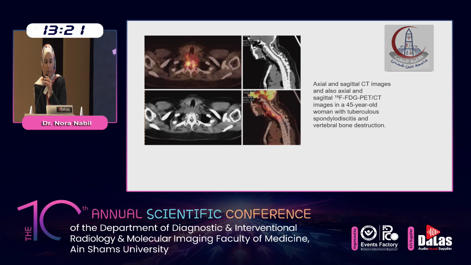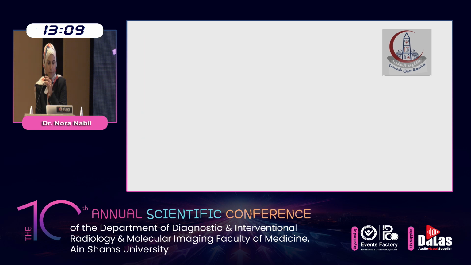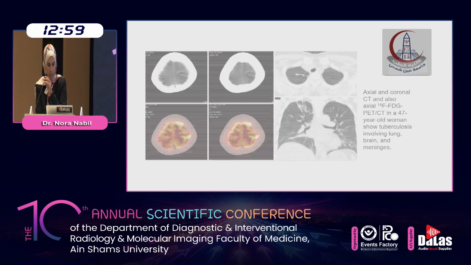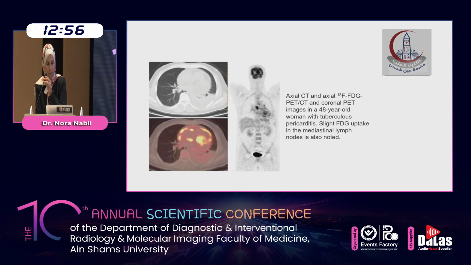Axial and sagittal images, and axial PET-CT, in a 45-year-old woman with tuberculous spondylodiscitis associated with vertebral bone destruction. Another example of TB in a 47-year-old woman showing tuberculosis involving the lungs, the brain, and also the meninges. Axial CT and axial PET images, and the coronal PET, in tuberculous pericarditis: we can see slight FDG uptake in the pericardium and also the parahilar lymph nodes.